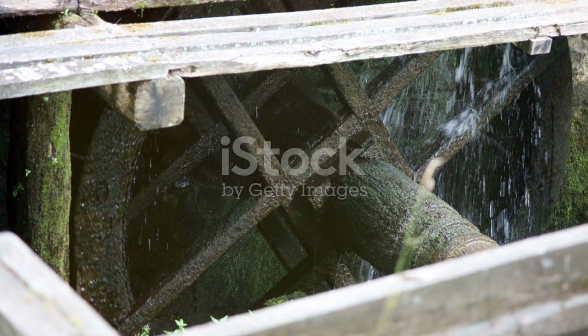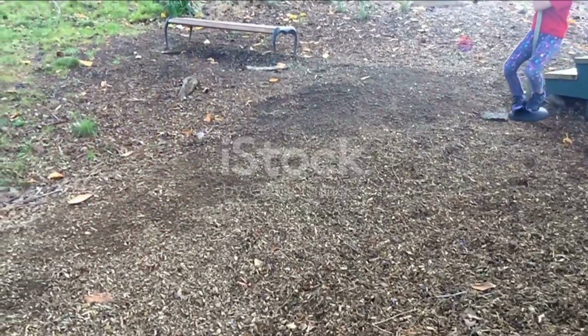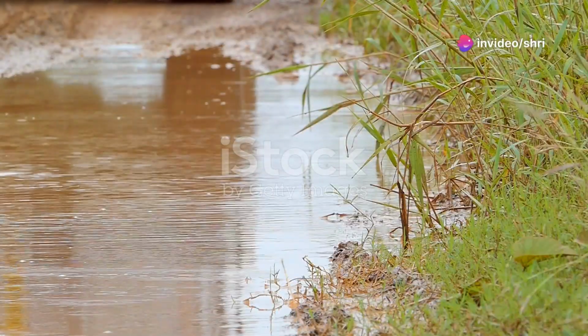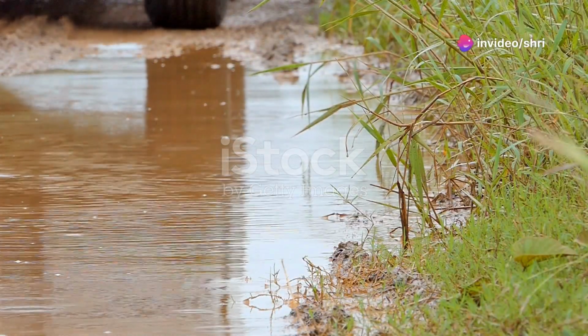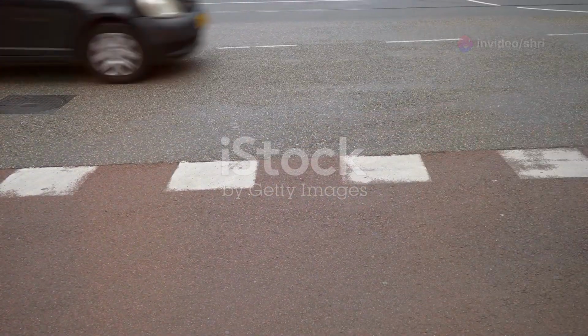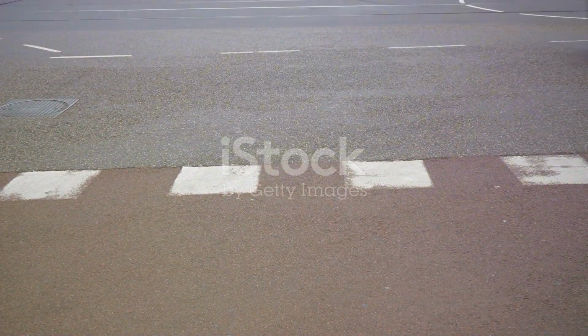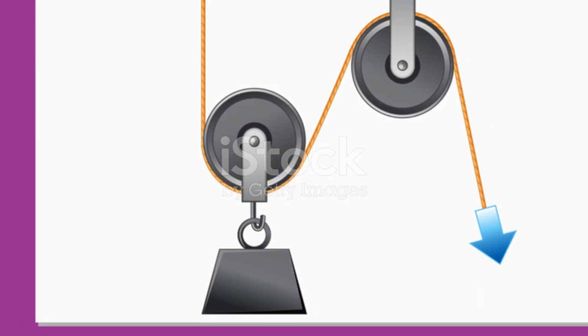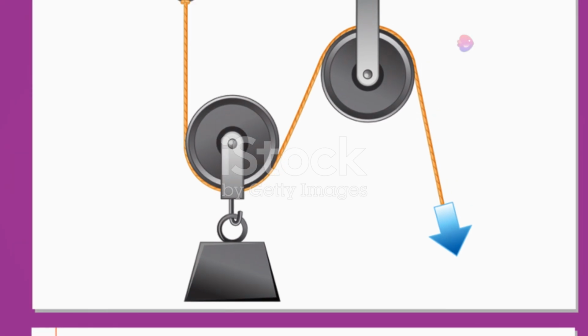Now let's look at the types of motion. There's linear motion, like a car on a straight road, rotational motion, like a spinning wheel, and oscillatory motion, like a swing moving back and forth. Objects can experience more than one type of motion simultaneously. Take a car, for example. Its wheels experience both linear and rotational motion.